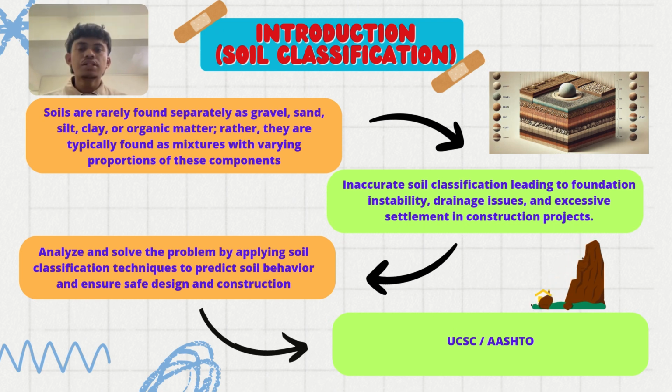Inaccurate soil classification can cause major problems such as unstable foundation, poor drainage and excessive settlement. For example, soils with high clay content or poor gradation can reduce bearing capacity and lead to structural failures. To prevent these issues, engineers use methods like sieve analysis, hydrometer tests and Atterberg limits tests to classify and predict soil behavior. These tests are guided by standards like USCS and AASHTO, which ensure consistency and accuracy.